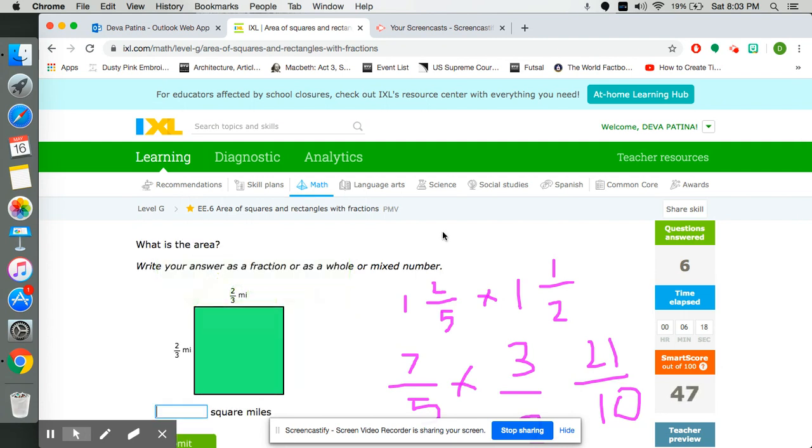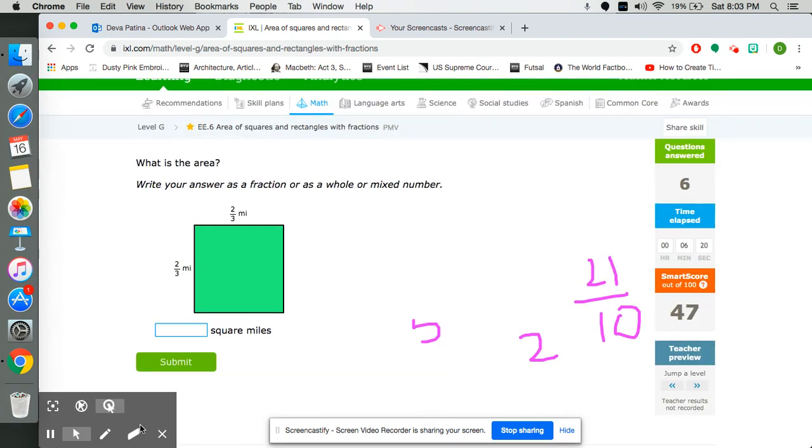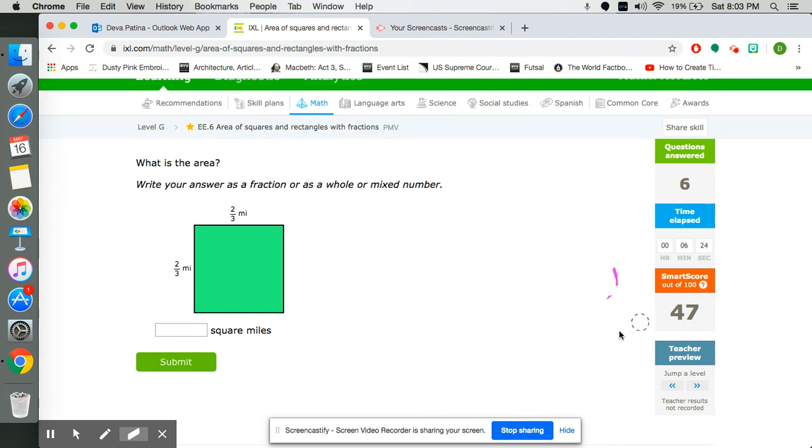Perfect. And so yeah, just do this until you get a SMART score of 70 if you're doing this on IXL, or if you're doing this in your packet. I hope that this helps you understand how to find the area in your packet. So good luck.